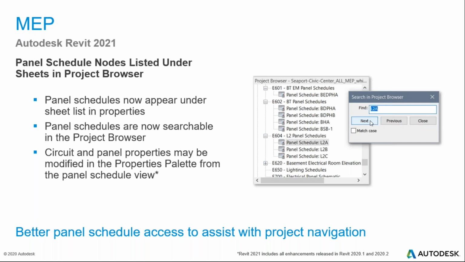The project browser now lists panel schedules under the sheets on which they are placed, improving consistency with other features on the project browser and helping users more accurately navigate their project to get to the information they need. They are also searchable within the project browser. Also part of the earlier 2020.2 release was making it possible to modify properties of circuits and panels in the properties palette from within the panel schedule view, making it easier and quicker to make modifications to these components without having to switch views. This addition provides electrical designers with faster and more consistent navigation for panel schedules.